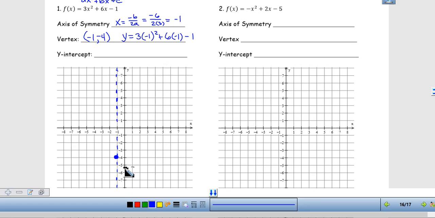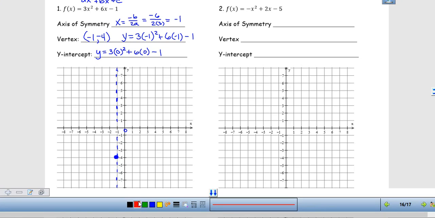I need to find my y-intercept. So just like we talked about yesterday, when a graph crosses the y-axis, x is equal to 0. So we're going to use that same method to find the y-intercept in this equation. Everywhere that I had an x, I'm going to put a 0. So I have 3 times 0 squared plus 6 times 0 minus 1.